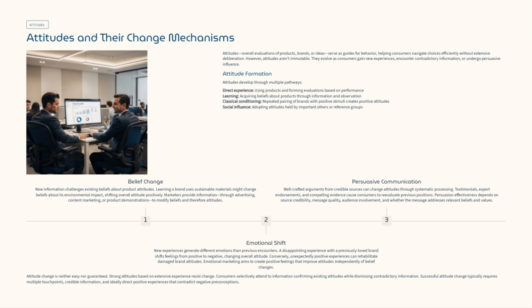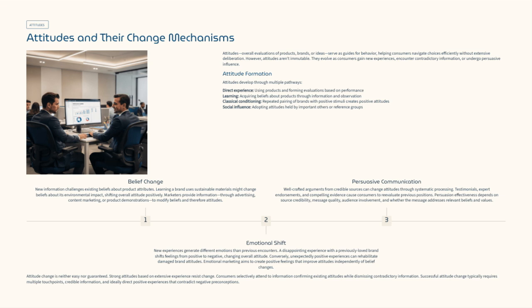Next, when consumers learn new information that challenges their existing beliefs, say, discovering that a brand uses sustainable materials, they might change their beliefs about the brand's environmental impact. This can shift their overall attitude in a positive direction. Marketers support this process by providing information through advertising, content marketing, or product demonstrations to help modify beliefs and consequently attitudes. Moving further, beliefs about products can also change through direct experience, using the product and evaluating its performance.